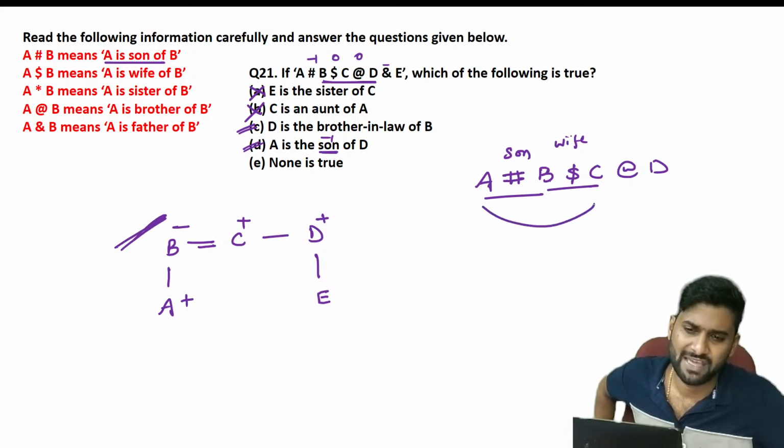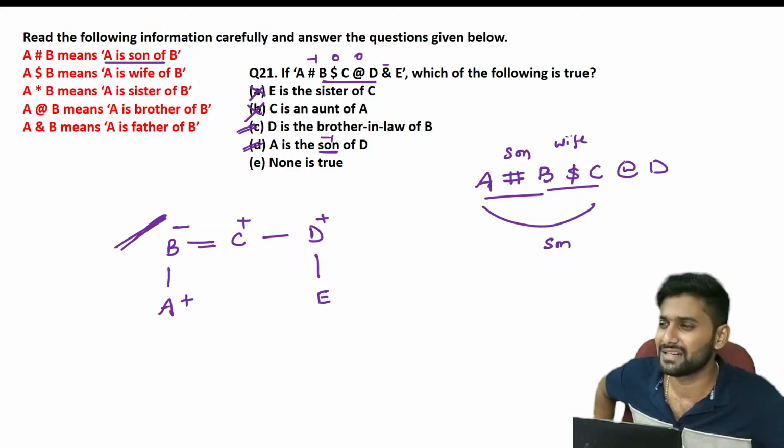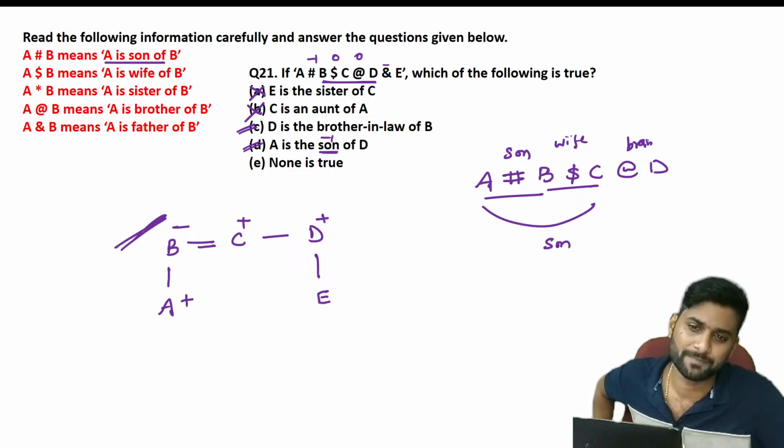B is wife of C. A related to C: son's wife. Son's wife means, sorry, wife's son. Wife's son is again son. A related to C is a son. Now, what about the at the rate? At the rate is represented for brother.